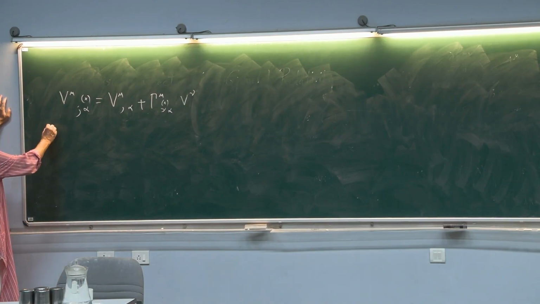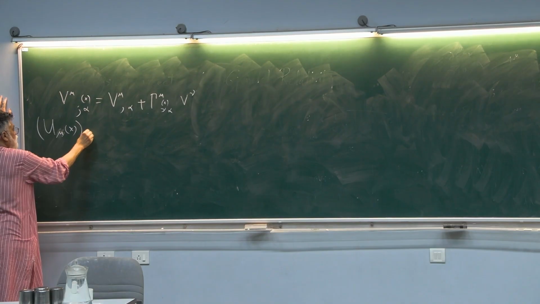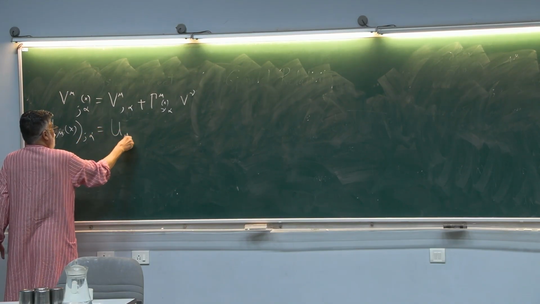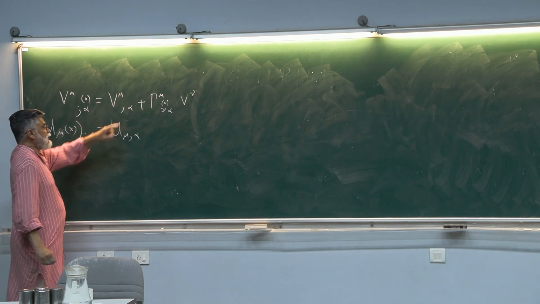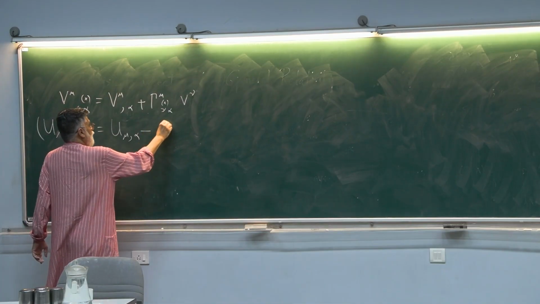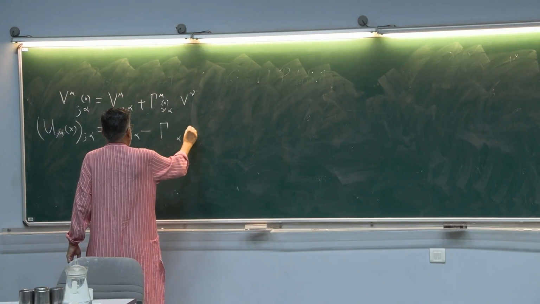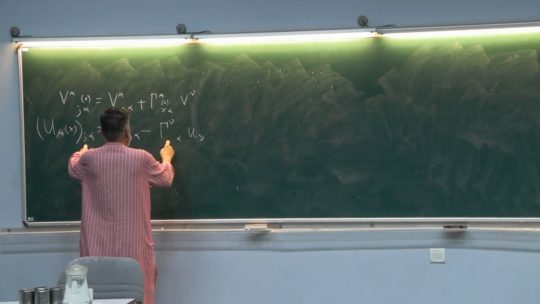Similarly, we proved that if you have a covariant vector field, let's call it u_mu, then its covariant derivative with respect to alpha is the ordinary partial derivative u_{mu,alpha}. Remember, comma alpha is the ordinary partial derivative with respect to x^alpha, then minus Gamma^nu_{mu alpha} u_nu, and because it is mu.